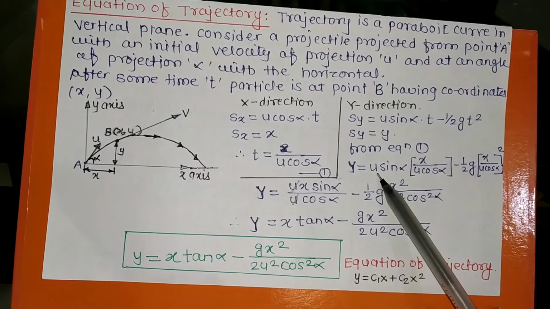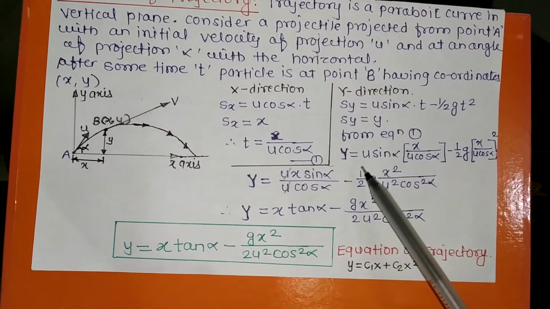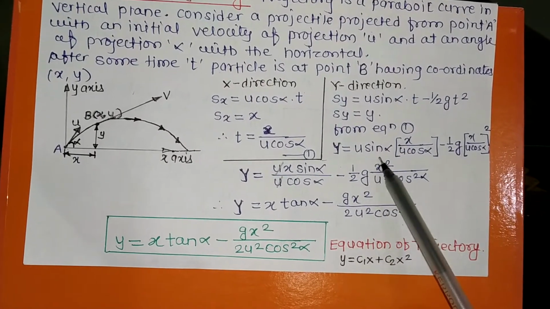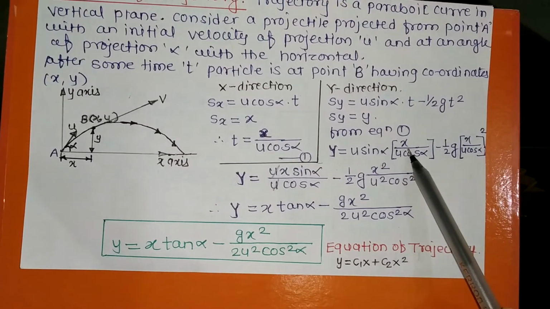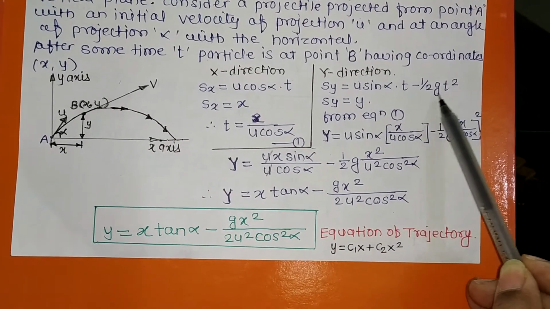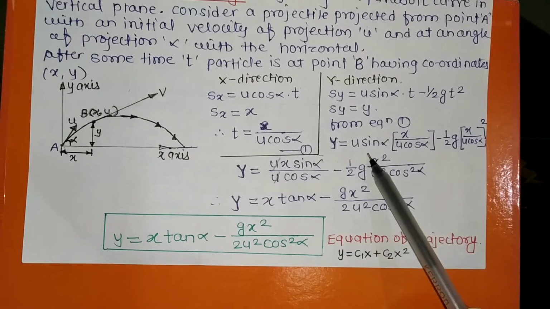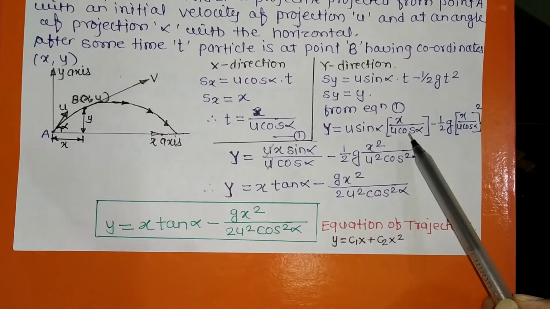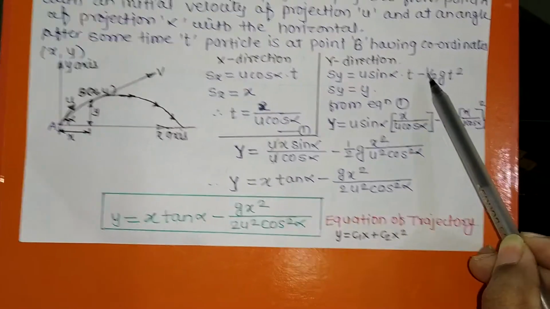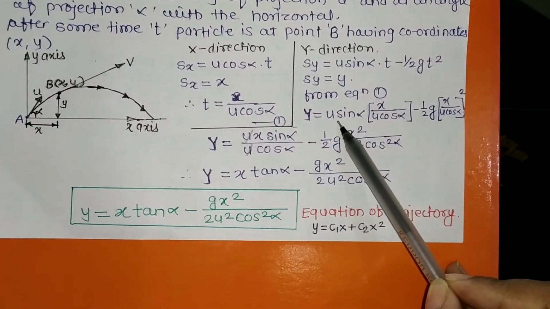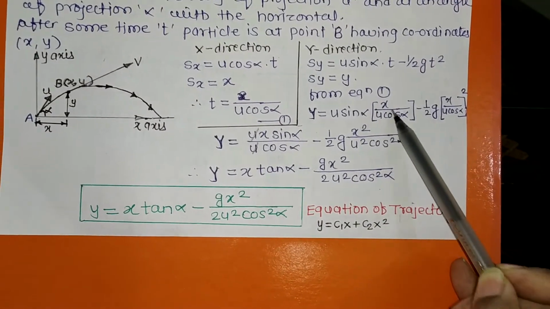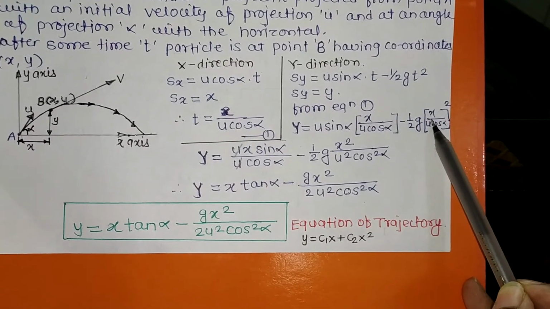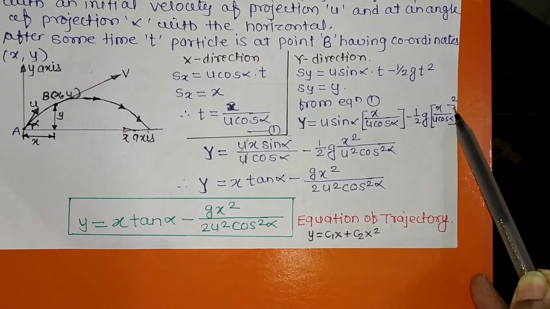So if I substitute y in this equation, I get y equals u sin alpha into t minus half g t square. As we know that t equals x upon u cos alpha, I have substituted the value of time of flight in this equation. So I get y equals u sin alpha into x upon u cos alpha minus half g into, in bracket, x upon u cos alpha whole square.